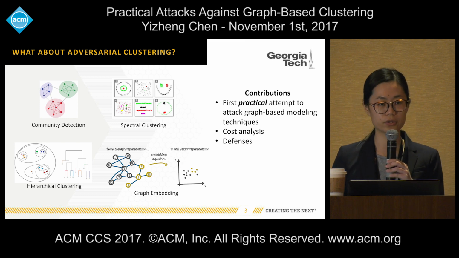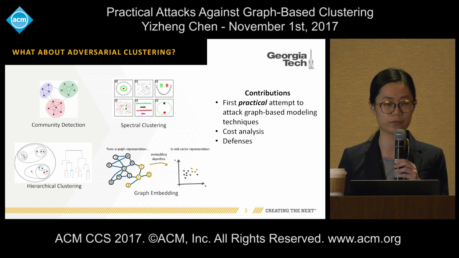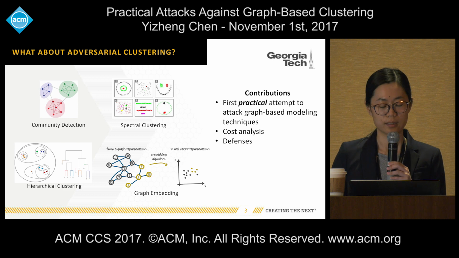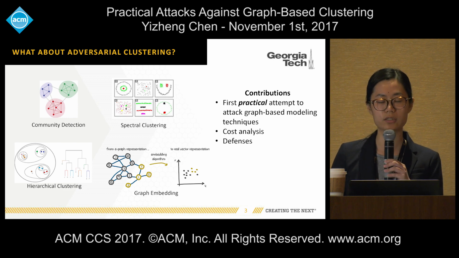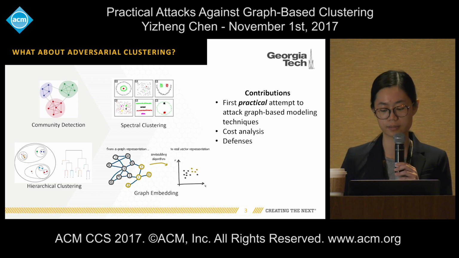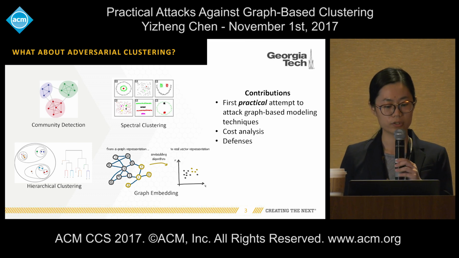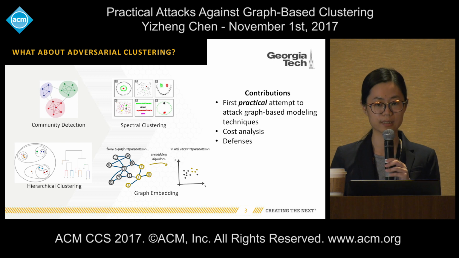Clustering is also often used as a first line of defense to detect new streams of attacks before any labels are available. Therefore, it is really important. However, limited attention has been paid to adversarial clustering analysis. In this paper, we present the first practical attempt to attack graph-based modeling techniques.